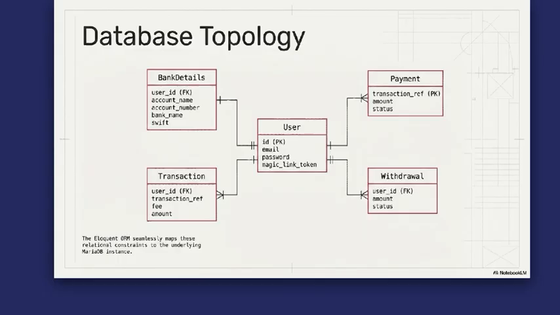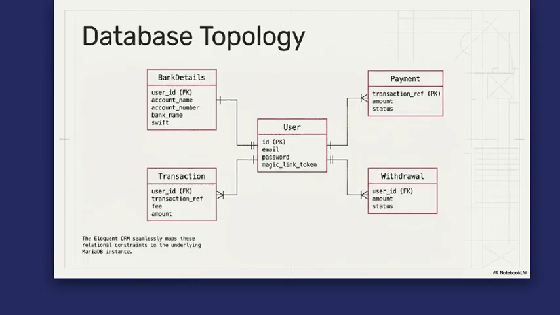Now, earlier we talked about PostgreSQL being used for the transaction ledgers, but the core relational topology mapped out in this specific diagram, like the user profiles and the bank details, is running on MariaDB. Right. Why two different databases, right? Exactly. Why split them up?